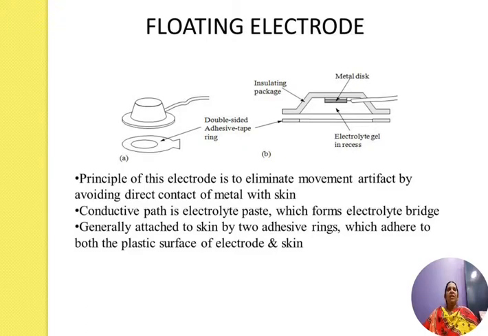So we can see the double sided adhesive tape ring. On the top you have the metal disc, insulating packing material, the electrolyte gel placed in between, and a double sided adhesive material, generally attached to the skin by two adhesive rings which adhere to both the plastic surfaces of the electrode and the skin. This is about your floating electrodes.